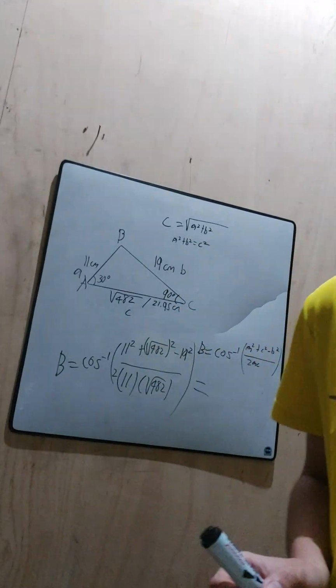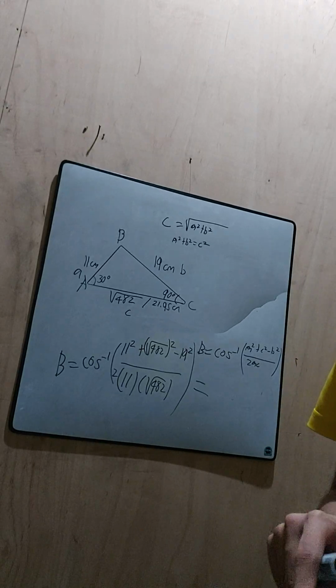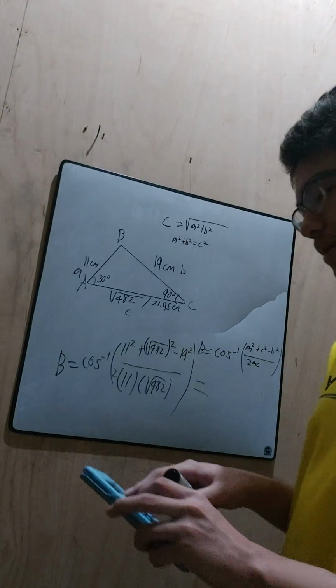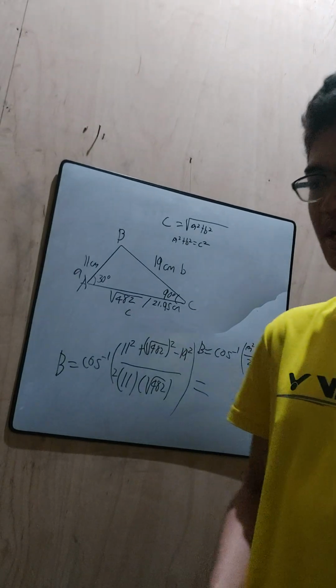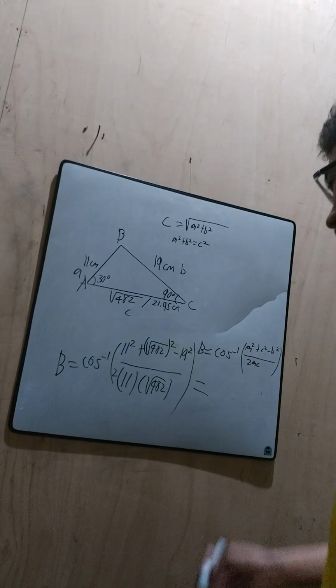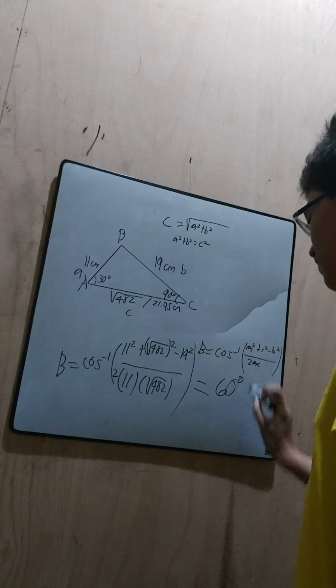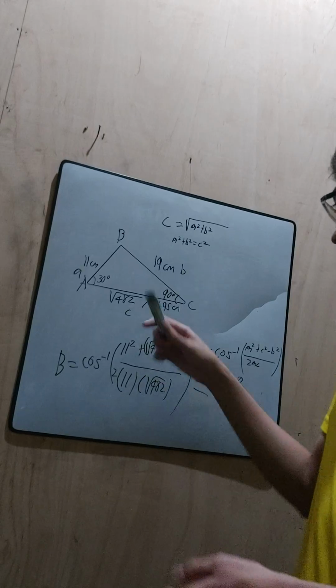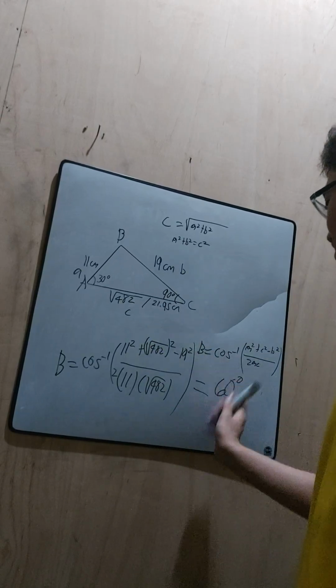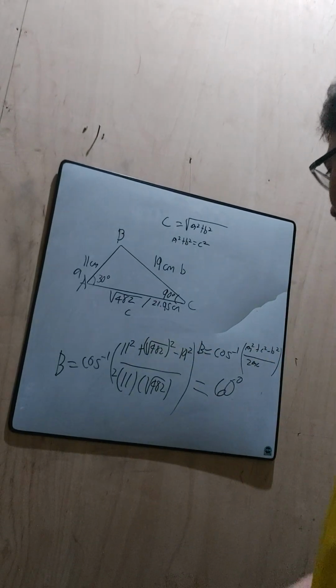59.93 degrees, or 59.9. Technically, if we just round up from the first decimal number, which is 9, that's technically 60 degrees. We round it up. Okay, 60 degrees. Alright.